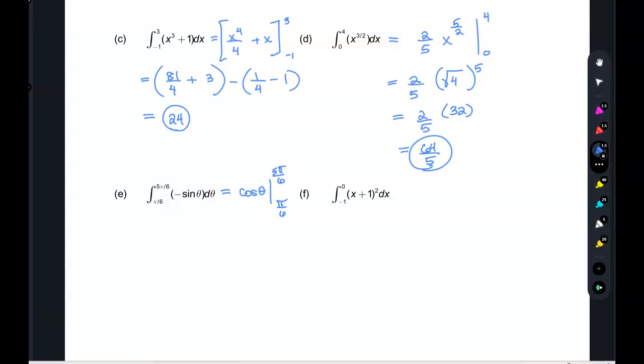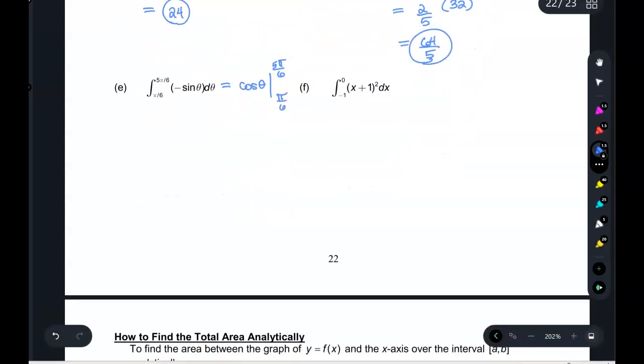Good job. All right, back to our unit circle. Negative root 3 over 2, cosine of 5 pi.